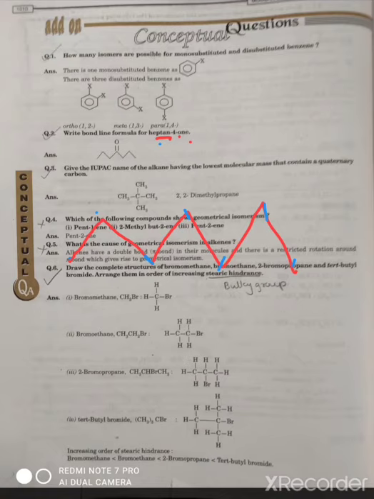Now start the numbering from any of the positions. I'm starting from here. This is the second carbon, third, 4, 5, 6, 7 carbon. And what is given? 4-one. That means here there is a functional group and that is on the 4th position. What about the primary suffix? It is given ane. That means all are single bonds. And there is one functional group that is on the 4th position.